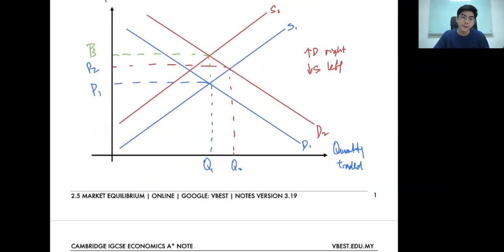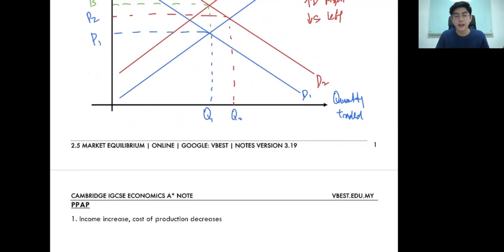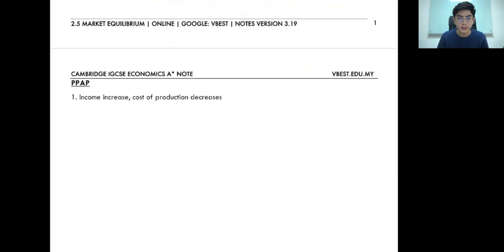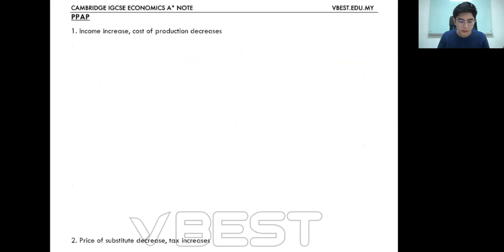All right, and the next thing, let's do some exercises so you guys have a better understanding of how it works. So this is the first thing. Always, this is PPAP.